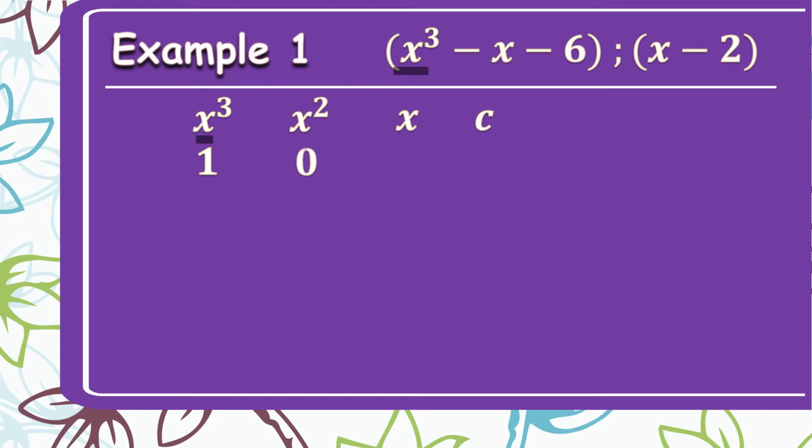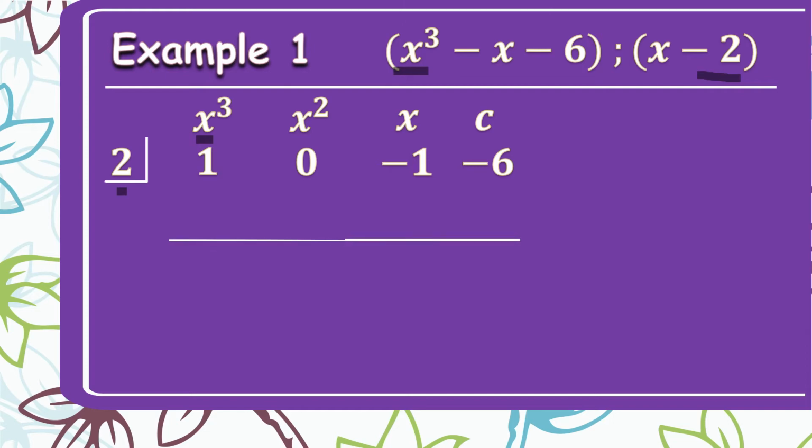Si x squared, kung papansinin nyo, wala tayong x squared dun sa ating dividend. Therefore, 0 yung ilalagay natin. Yung x ang kanyang numerical coefficient dahil walang nakasulat na number pero may negative dun. So, that is negative 1. So, ang constant natin ay negative 6. Ngayon, sa side naman, ilalagay natin si 2 kasi yun yung constant number ng ating divisor. So, kung negative 2 to, magiging positive 2 yung ilalagay natin dito sa side kasi nag-change siya ng sign.